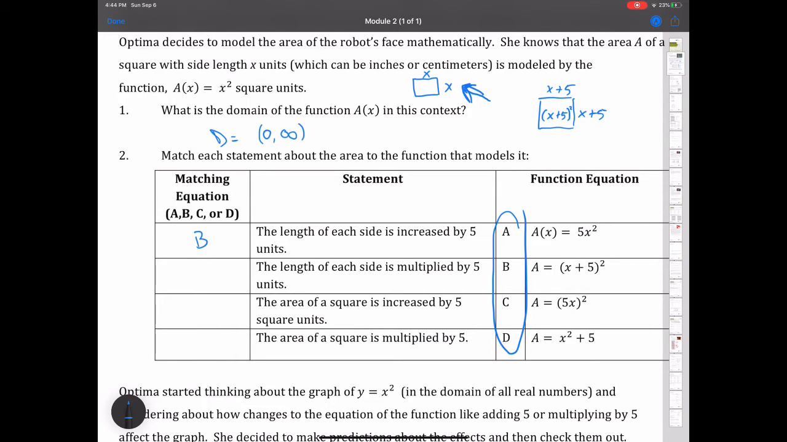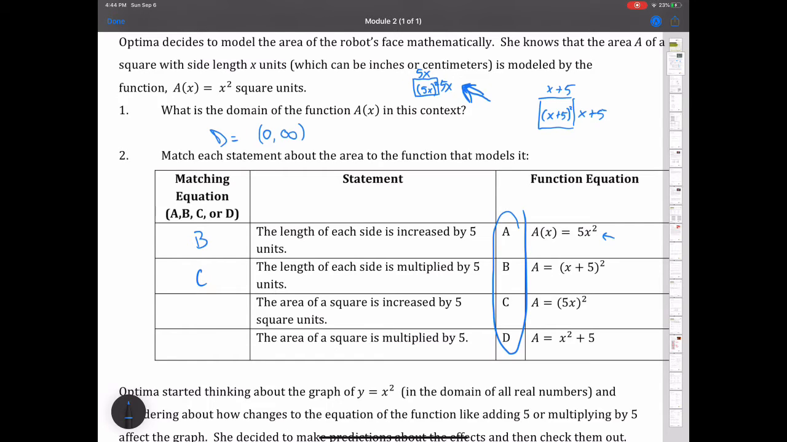Now the length of each side is multiplied by 5 units. Well, if I take the length of each side and I multiply it, it's just 5 times x, 5 times x. So what I'm actually doing now when I'm multiplying those together is 5 times x, or 5x, times 5x, which is the same thing as 5x quantity squared. So notice that I have to have that within the quantity because that is different from 5x squared like up here, right? So the second one will be C.